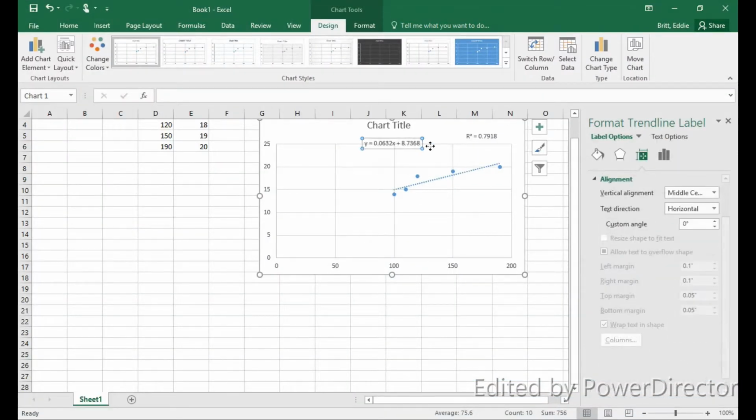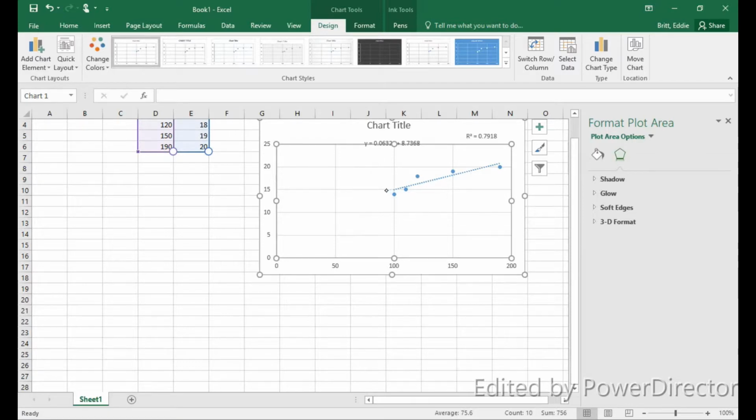If you remember when we were looking at Excel earlier, this equation, even though it's in y equals mx plus b form, and traditionally in statistics, that line right there, we would reverse those two values and we'd have y equals 8.7368 plus 0.0632x. So what is this value right here again? It's the y-intercept. Well, I don't see a y-intercept. Well, if I extended this line, that's going to touch right there at 8.7368.